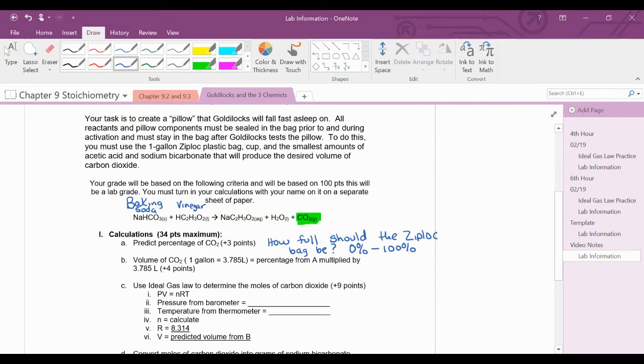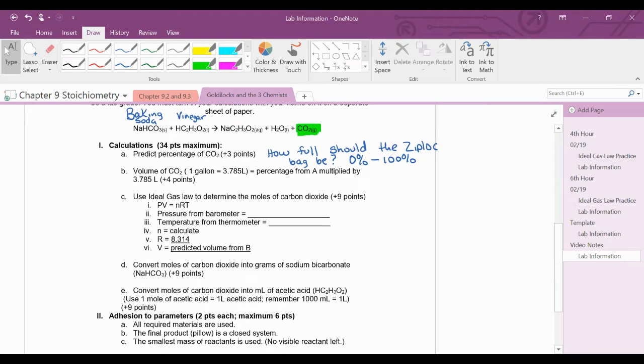You need to think about what percent you want to use, and that's your prediction, and you need to write it down as 1A. You're going to take your prediction from A and use it for B. You're going to multiply your percentage from A by 3.785 liters. So if you decide that your bag is going to be 100% full, then 100% times 3.785 would be 3.785 liters. Remember, we want the pillow to be just right, not too hard and not too soft.